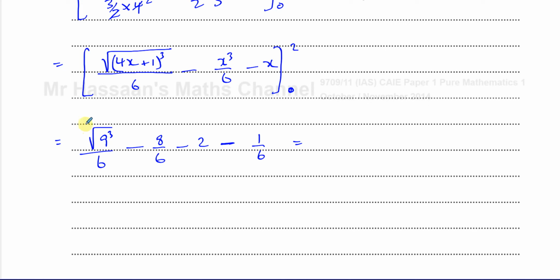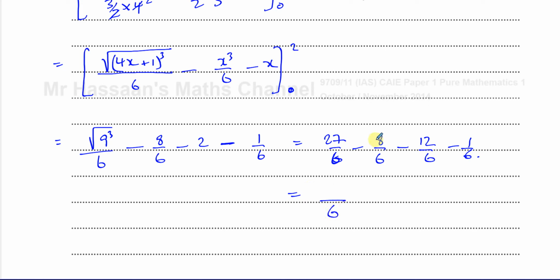So we have the square root of 9, which is 3. 3 cubed is 27. So you have 27 over 6 minus, I'm going to keep everything over 6 because I need to combine these fractions together. So I'll keep them the same denominator. In fact, I'll make minus 2 into 12 over 6. And I have 1 over 6. That way I can keep the same denominator, which is 6.